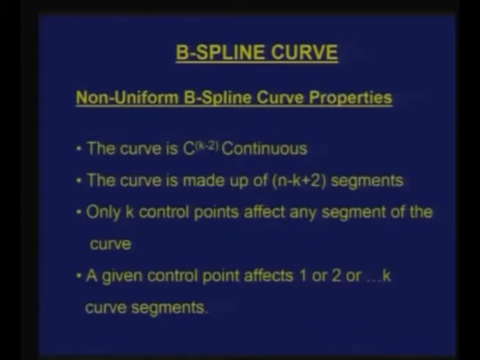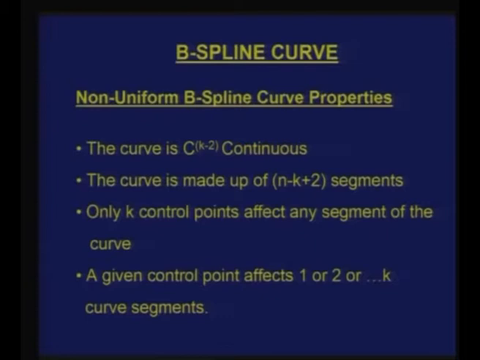So, let us look at some of the properties of this particular curve before going to the mathematical definition. The curve is C^(k-2) continuous, which we have already seen. Whatever the k is, k minus 2 will be the continuity requirement. The curve is made up of n minus k plus 2 segments, which we have also seen. Once I know n and k, I know the segments, and only k control points affect any segment of the curve. A given control point affects 1, 2 or up to k curve segments depending on where it is located.